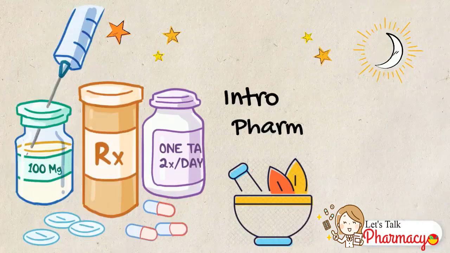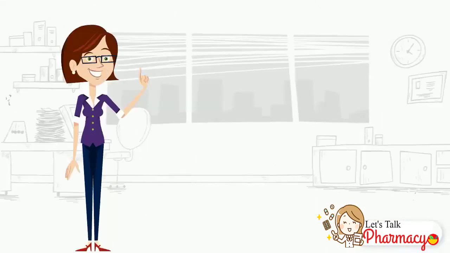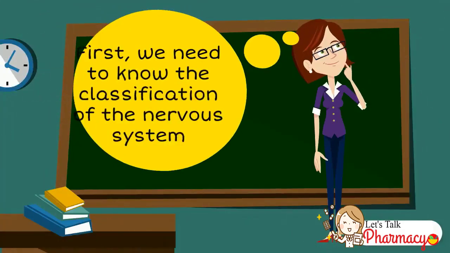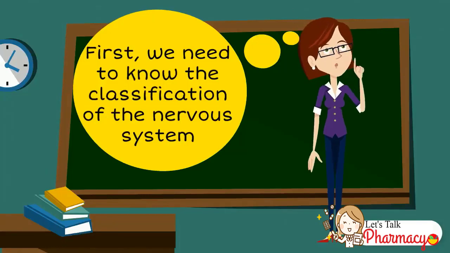In this video we are going to discuss a brief introduction to pharmacology. And to understand pharmacology well we have to start with the autonomic nervous system. First, we have to know the exact classification of the whole nervous system in order to know the exact position of the autonomic nervous system.